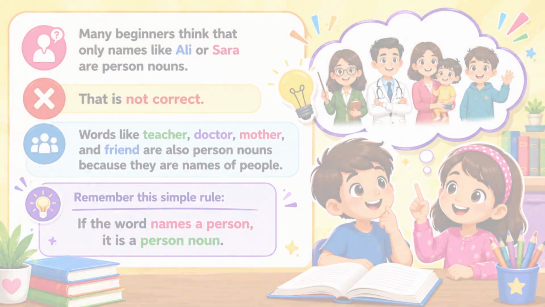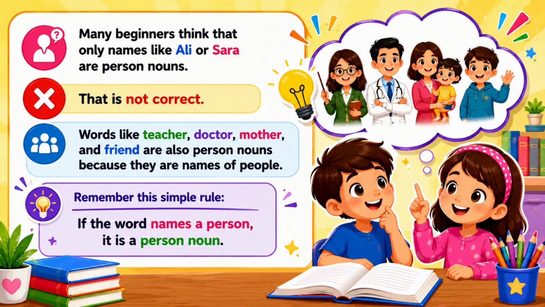Common mistake. Many beginners think that only names like Ali or Sarah are person nouns. That is not correct. Words like teacher, doctor, mother, and friend are also person nouns because they are names of people. Remember this simple rule. If the word names a person, it is a person noun.